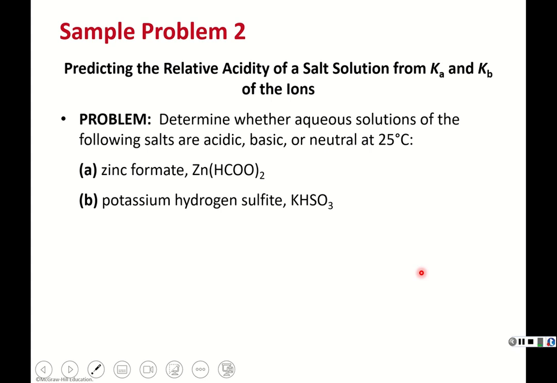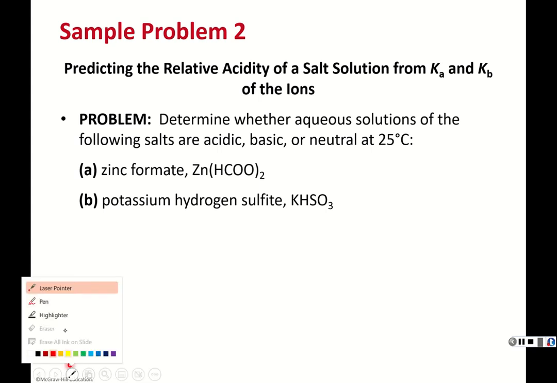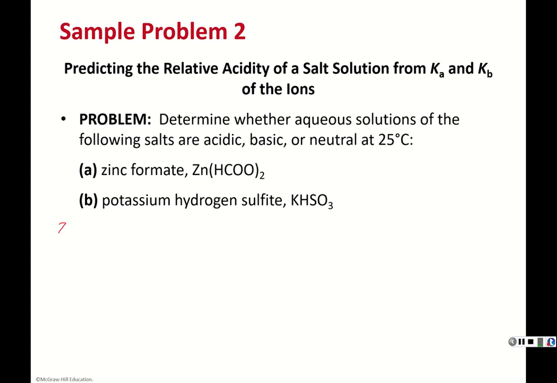So let's try a problem with this. We need to determine whether the solutions of the following salts are acidic, basic, or neutral at a temperature of 25 degrees Celsius. That really doesn't factor into our equation here. So if we look at the first one, zinc formate, well, zinc is a small metal cation.